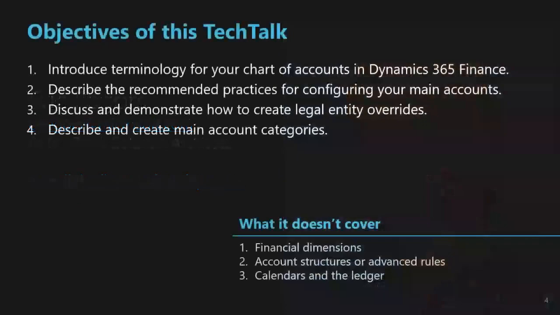Awesome. So in today's Tech Talk, we're really going to be focusing in on 4 key objectives. We're going to start by introducing some terminology. If you're new to Dynamics 365, we have some terms and things that we use in Dynamics 365 Finance that may be a little unusual compared to other systems. And then we're going to describe a number of recommended practices for configuring your main accounts. We're also going to discuss and demonstrate how to create legal entity overrides and dive into the process and best practices around main account categories.